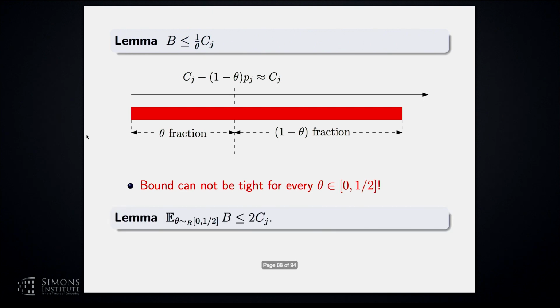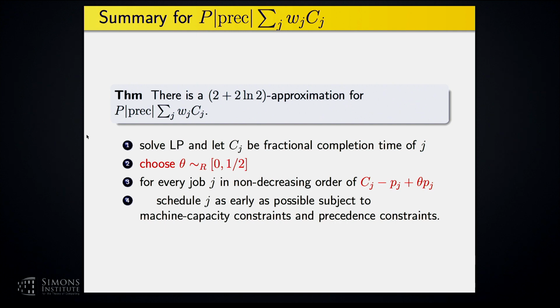Indeed, what we will show is that even if we randomly choose theta between 0 and half, B will be at most 2 Cj, instead of an integral of 1 over theta, which is infinity. So combining this, we get 2 for the busy time, and for idle time it is the integral of 1 over 1 minus theta, so it's 2 ln 2. So that improves the 4 approximation. To sum up, we have a 2 plus 2 ln 2 approximation for scheduling on identical machines with precedence constraints. So this is the algorithm.